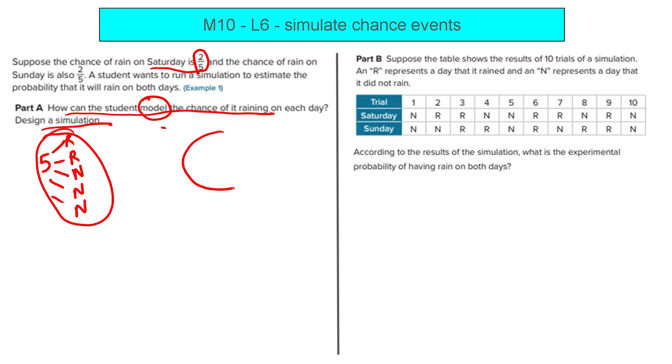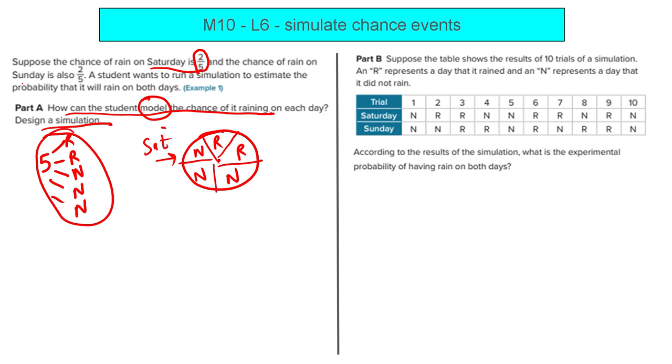So what can I do? I can make a spinner. On the spinner I will make how many sections? 5 sections. Okay. On 2 sections I will write rain, because 2 out of 5 means rain, and on the other 3 I will write not rain. Now see, this is the simulation for Saturday.